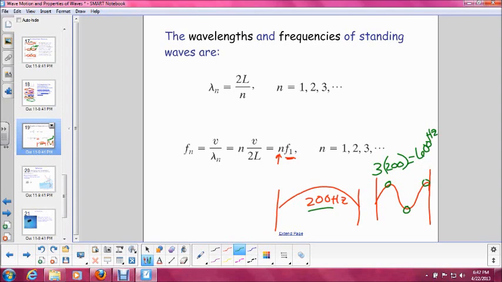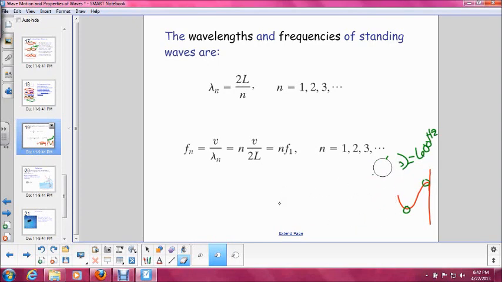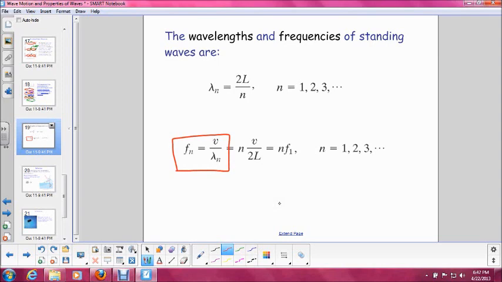If you don't know the fundamental, you can calculate it using the length of the string and the speed of the wave. So it turns out there are several different equations to calculate the frequency of this standing wave. One equation is to take the speed of the wave and divide by the wavelength. Another equation is to take the harmonic number, multiply by the speed of the wave, and divide by 2 times the length of the string. And the third one, and the easiest one, is to just multiply what harmonic you have times the fundamental frequency. So if you have a problem that is asking you what is the frequency of this standing wave, you need to really assess what you are given in the problem and figure out which one of these makes the most sense to use given what you know about your standing wave.